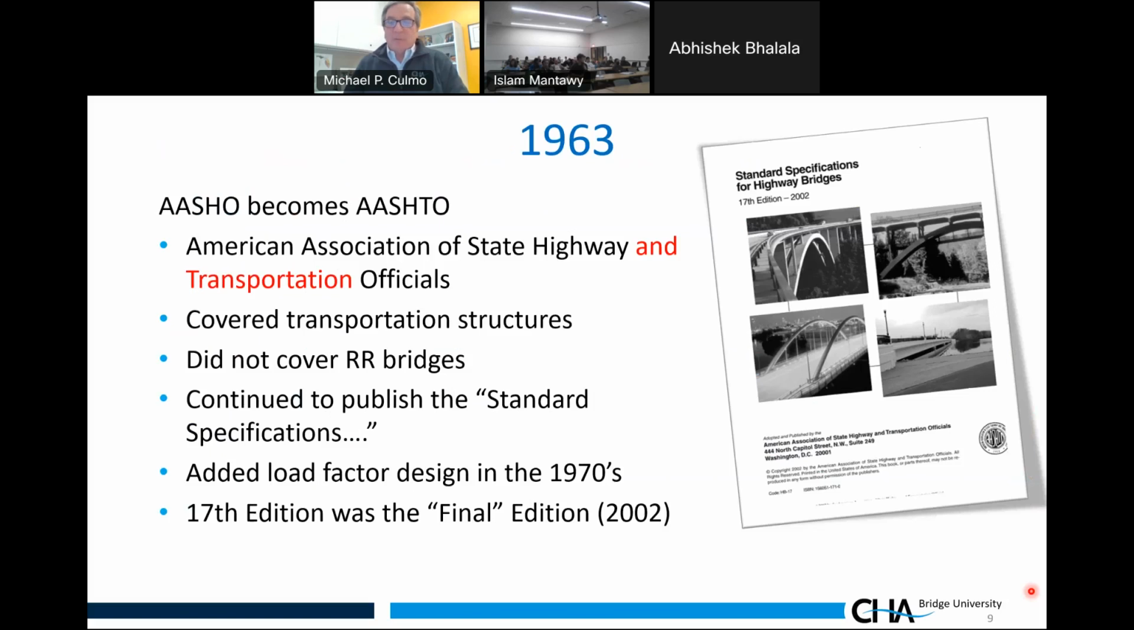They continued to publish the standard specifications for highway bridges. Remember, that started back in the 30s. They did start updating this document as time went by. In the 1970s, they added load factor design, which is a precursor to LRFD. And it went through a number of different editions, and the last edition was the 17th edition, published in 2002. It was an interesting era, the early 2000s, because we actually ended up with two specifications at that time. So we'll talk about how that happened.